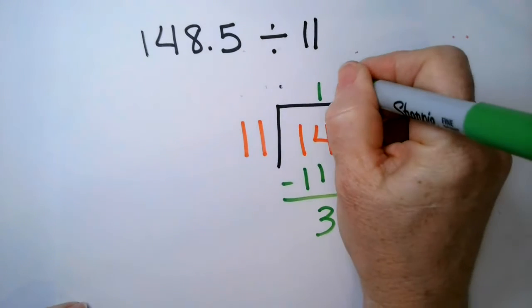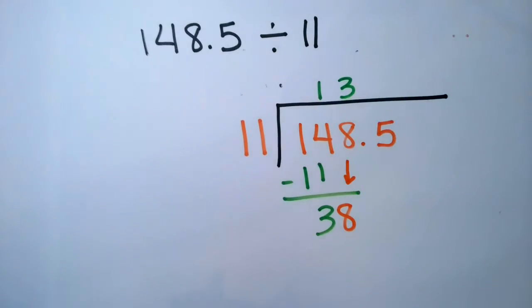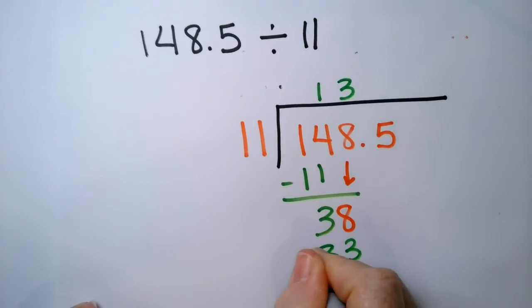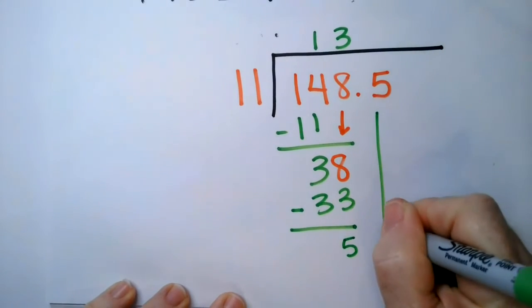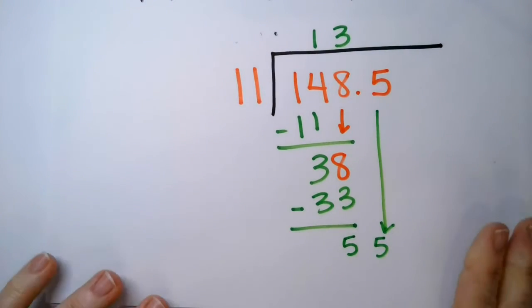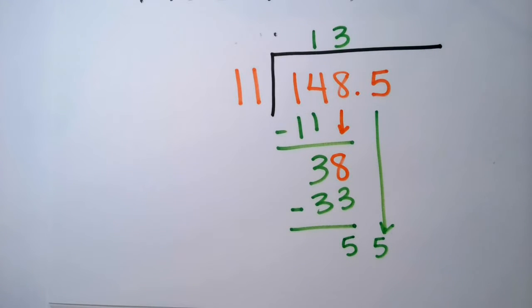Beautiful, excellent. So I have a 3. 3 times 11 is 33. I'm seeing a number of you guys doing that. So 38 minus 33, that's a 5. And then drop this 5. 11 goes into 55. Can you finish the problem for me?